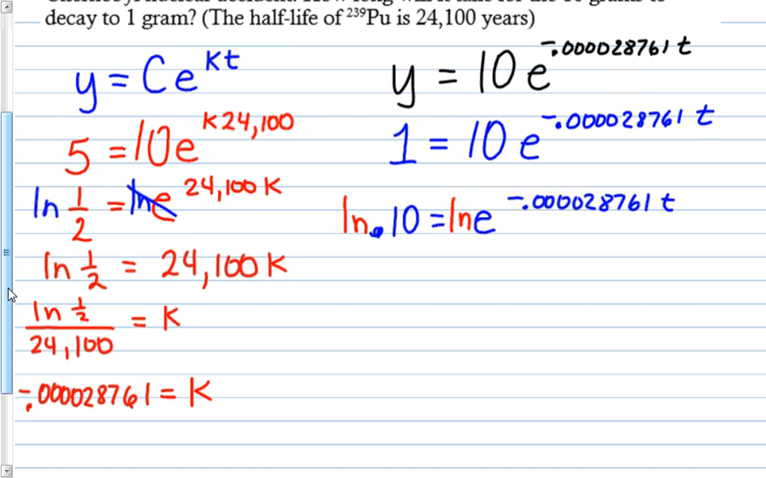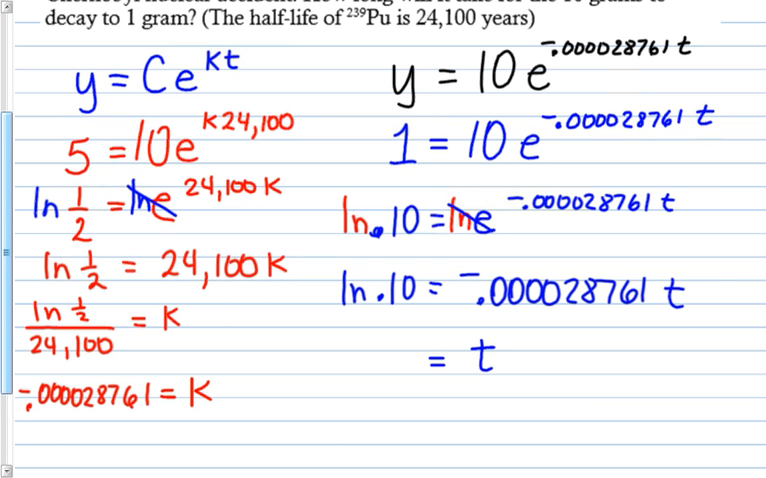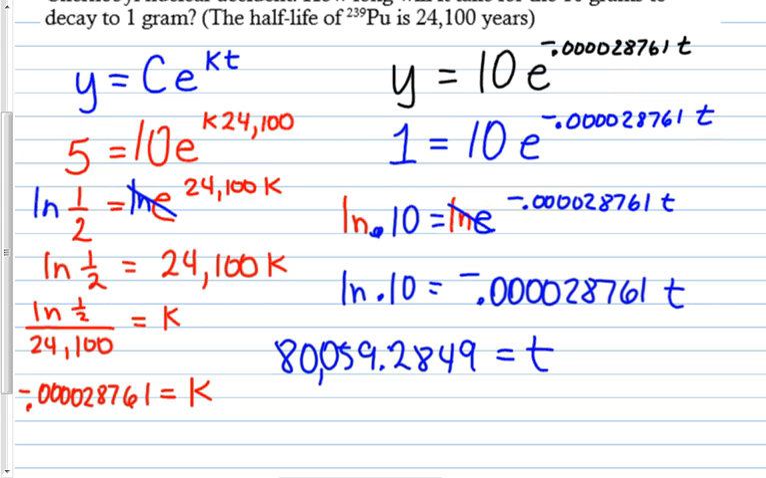So now negative 0.000028761 times t equals the natural log of 0.1. Divide the k from both sides, right? That horrible little k. I'm not going to write it again, sorry. And t will equal whatever the natural log of 0.1 divided by negative 0.000028761 is. And calculator time. So there's what I got on the calculator: 80,059.2849.